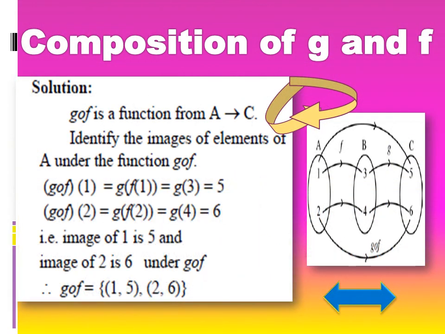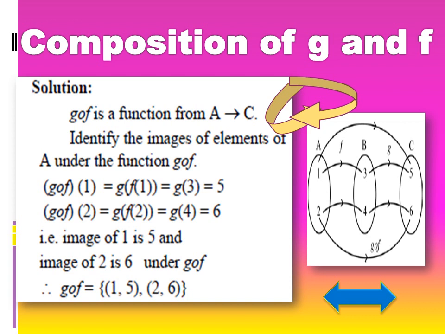Composition of g and f. Look at the diagram. g composition f is a function from A to C. We know that. Identify the images of the elements of A under the function g composition f. g composition f of 1 is equal to g of f of 1. f of 1 is equal to 3. Then g of 3 is equal to 5. From the diagram we know it.